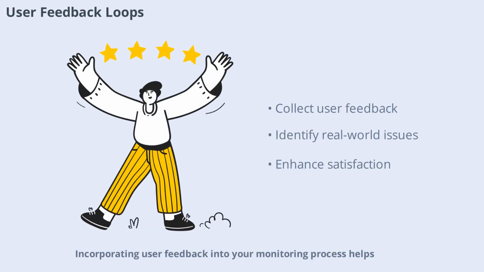Incorporating user feedback into your monitoring process helps identify real-world issues that automated systems might miss. Collecting feedback through surveys, support channels, or direct interactions provides valuable context for model performance. This feedback loop enables you to make targeted improvements and enhance user satisfaction.